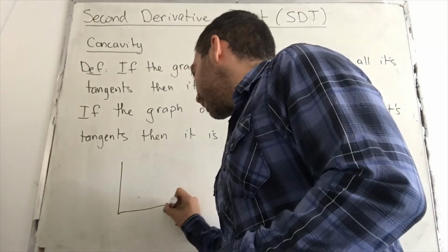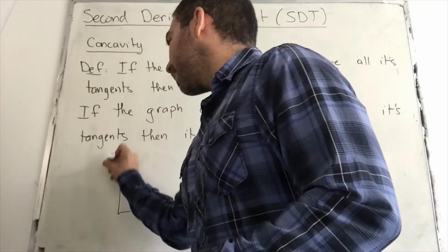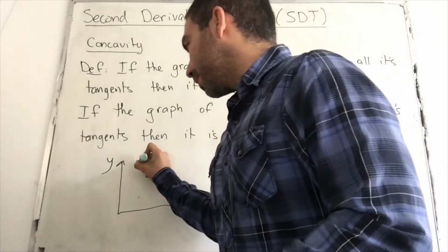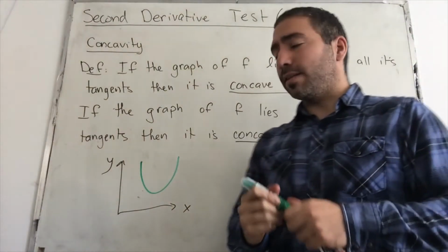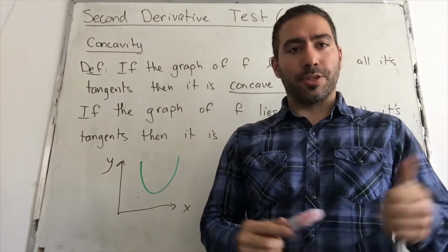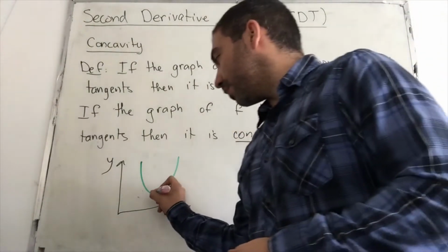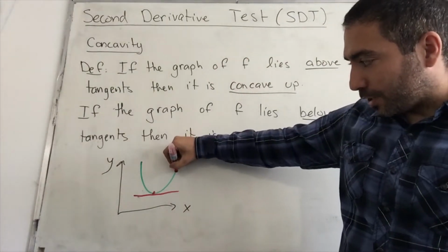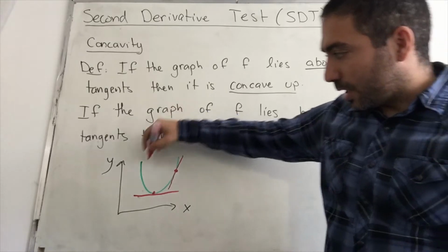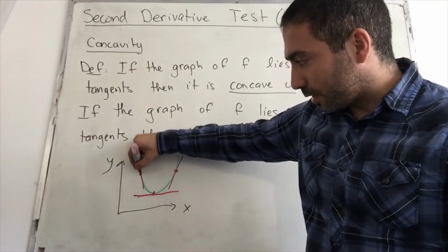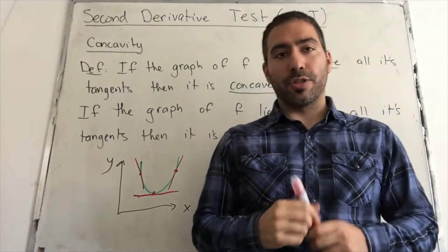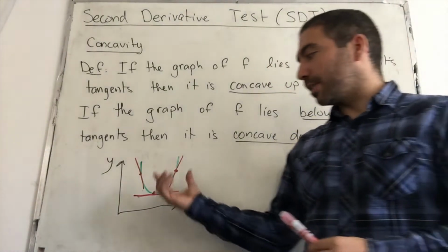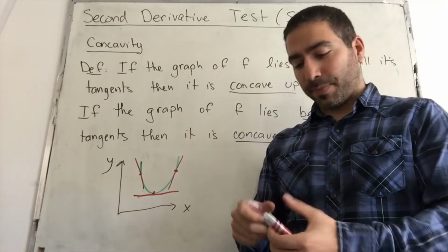If I consider the sketch here, this is the x-axis, y, and I like to draw quadratics, so let's go ahead and draw a quadratic function. I have something like this. Let's analyze all its tangents. If I take the tangent over here at the bottom, we have something like this. If I take the tangent at this point, it's going to look something like this. And if I take the tangent at this point, it's going to look something like this. Notice that the green function is always above all the tangents. This means that this function here is concave up.